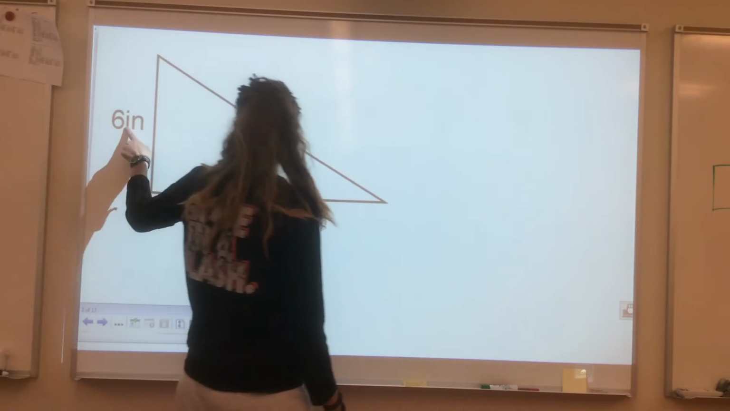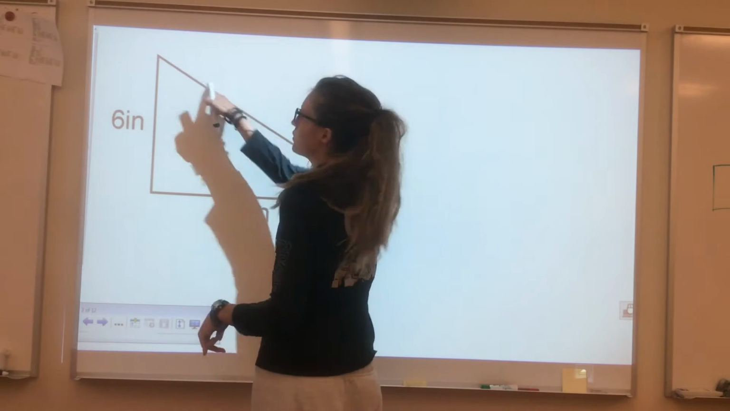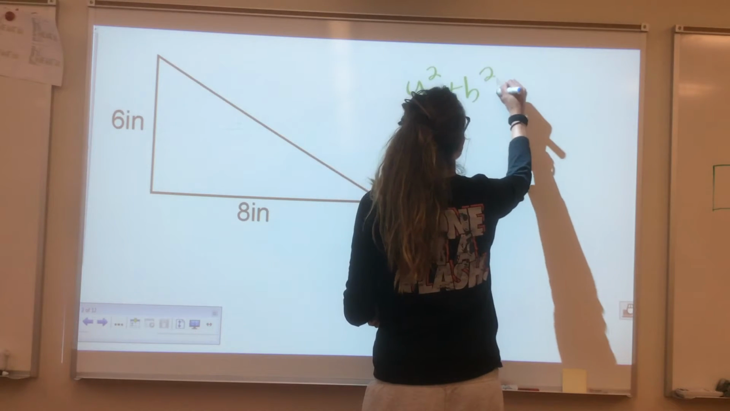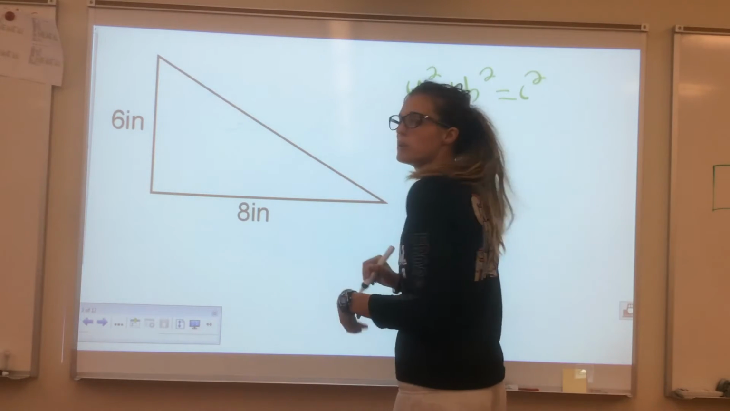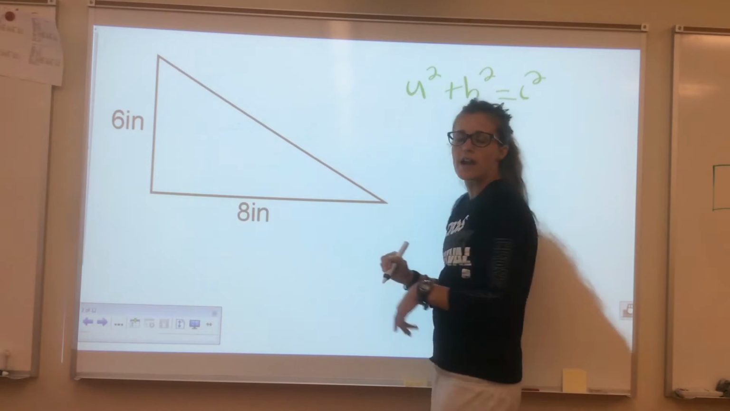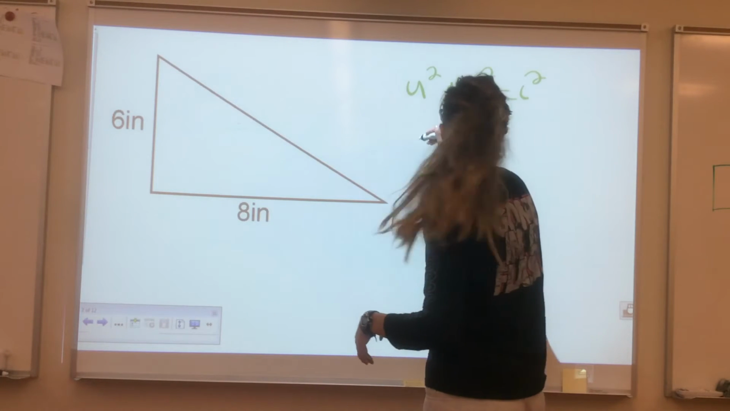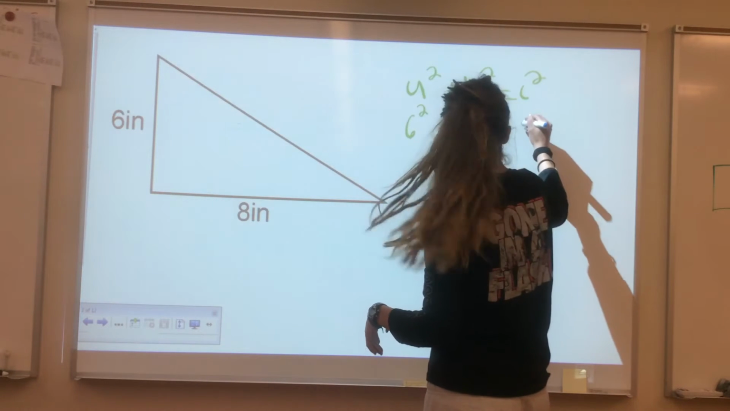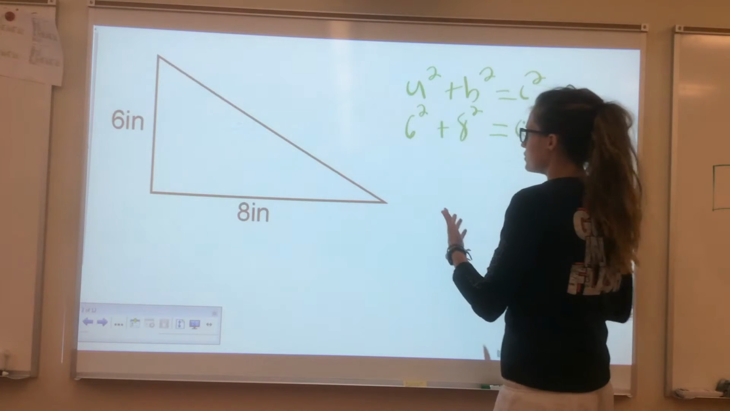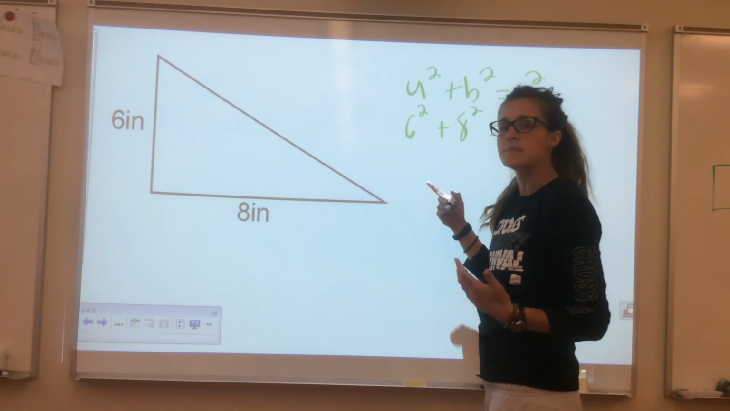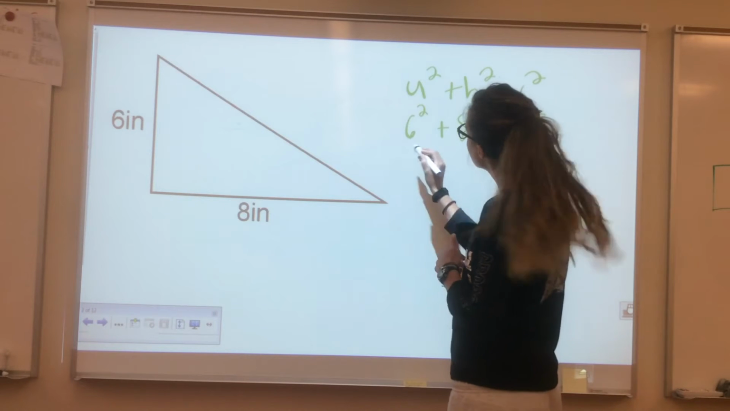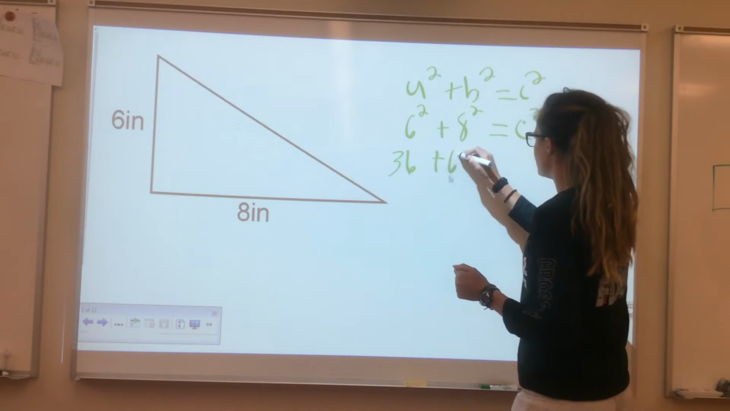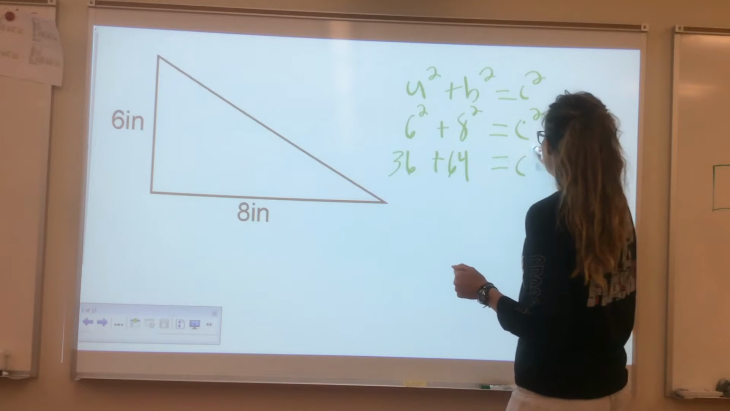Okay, so I have 6 inches and 8 inches, and we're finding c. So the theorem, a squared plus b squared equals c squared. All right, 6 and 8 can go for a or for b. It doesn't matter because they're both sides. So let's do 6 squared plus 8 squared equals c squared. We do 6 squared, which means 6 times 6, not 6 times 2, which is 36. 8 squared, which is 8 times 8, is 64. And this equals c squared.